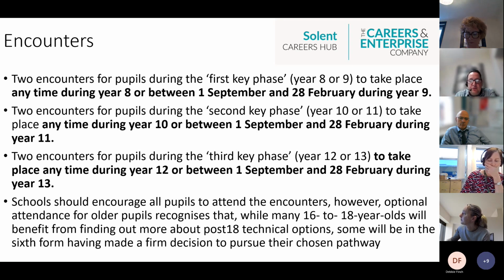So schools should encourage all pupils to attend the encounters. However, optional attendance for older pupils recognises that whilst many 16 to 18-year-olds will benefit from finding out more about the post-18 technical options, some will be in the sixth form, having made a firm decision to pursue their chosen pathway. So what they're basically saying there is that if you have a young person in that third phase who already knows their options, where they're going, then there's no requirement to try and force or to accommodate for that young person. However, if you are challenged on that, you will need to have evidenced that those choices are done.